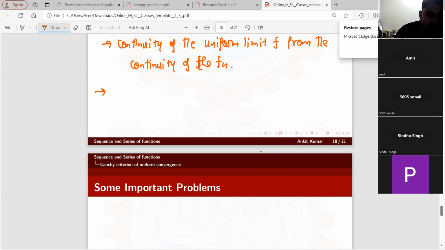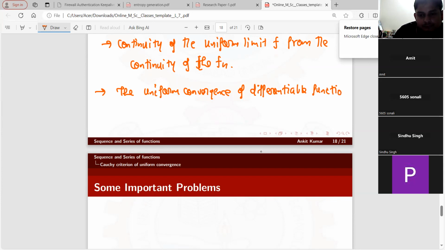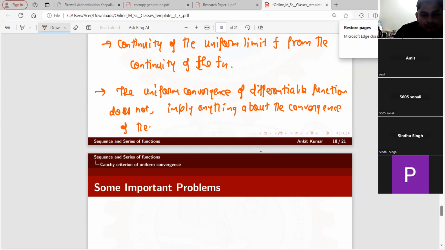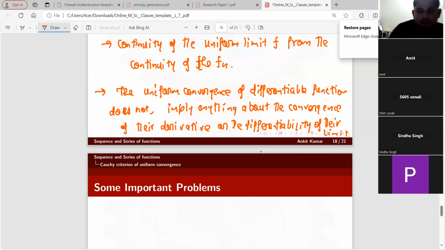And then one important concept is that the uniform convergence of differentiable functions does not imply anything about the convergence of their derivatives or the differentiability of their limit.